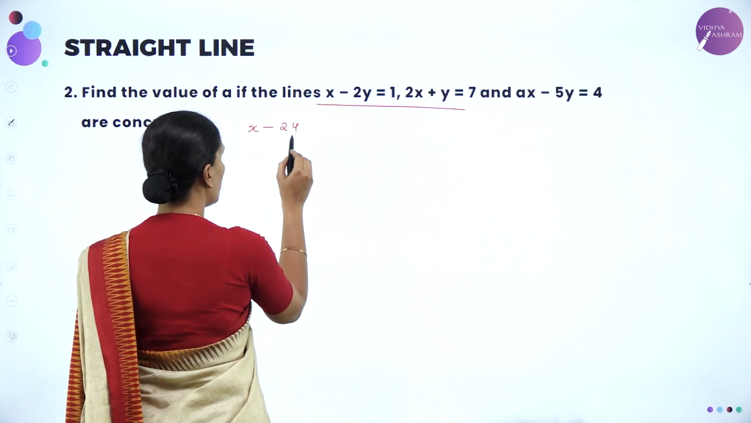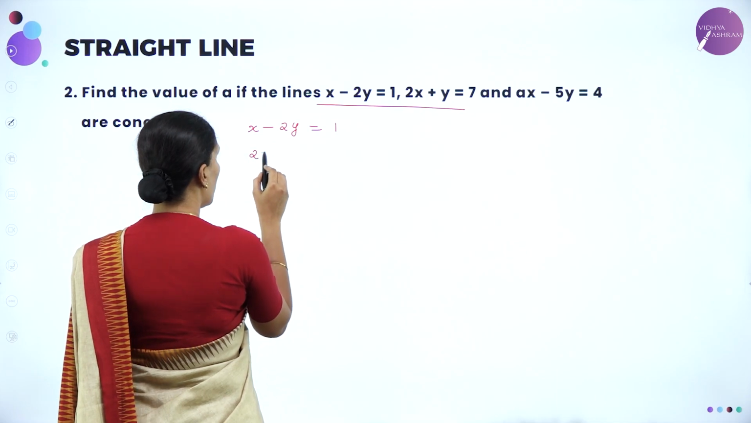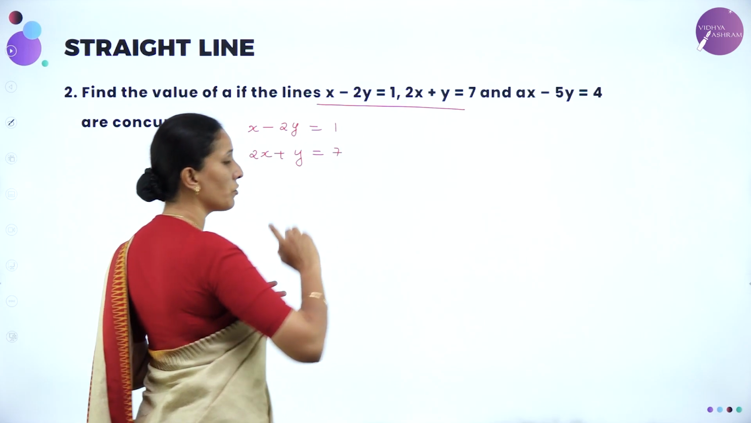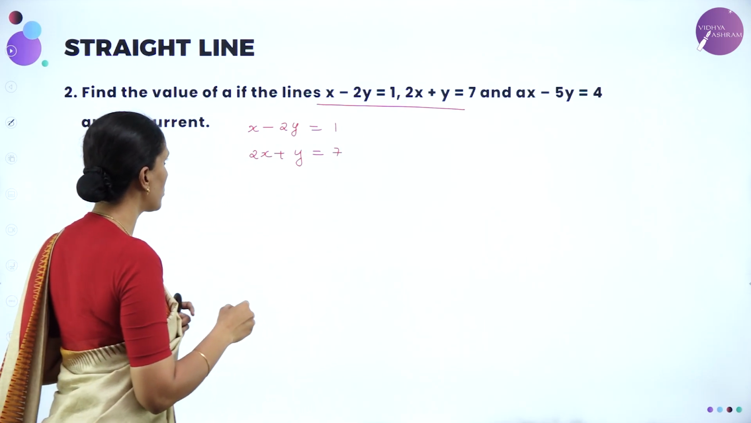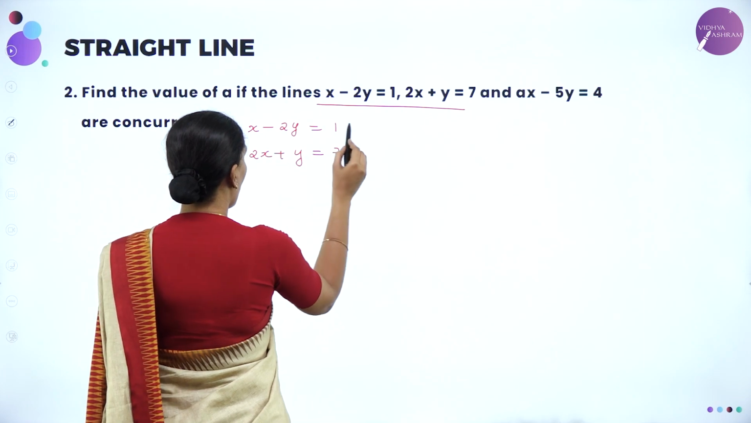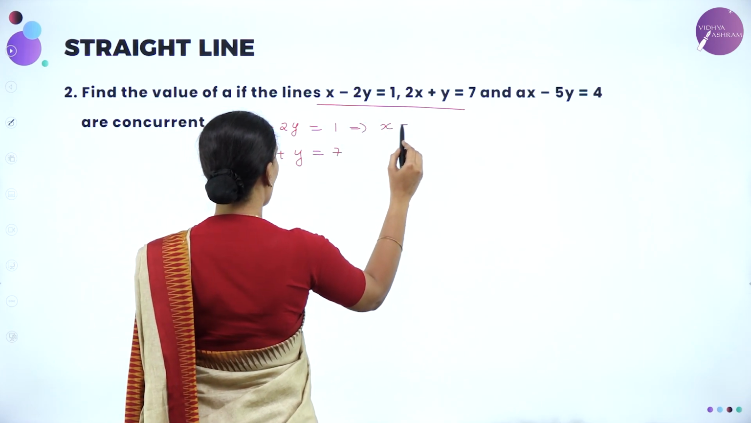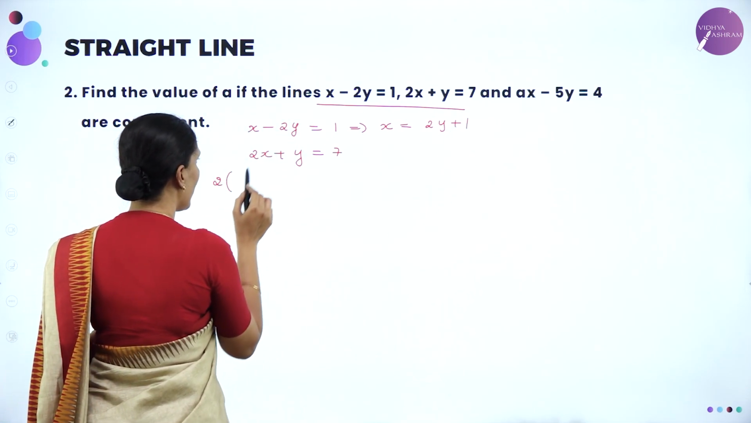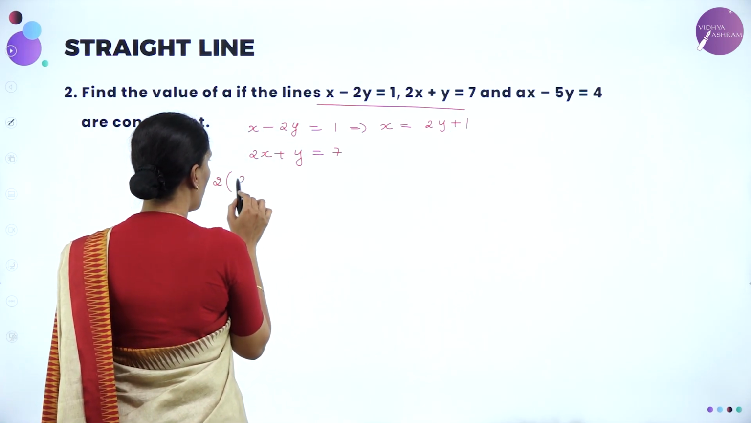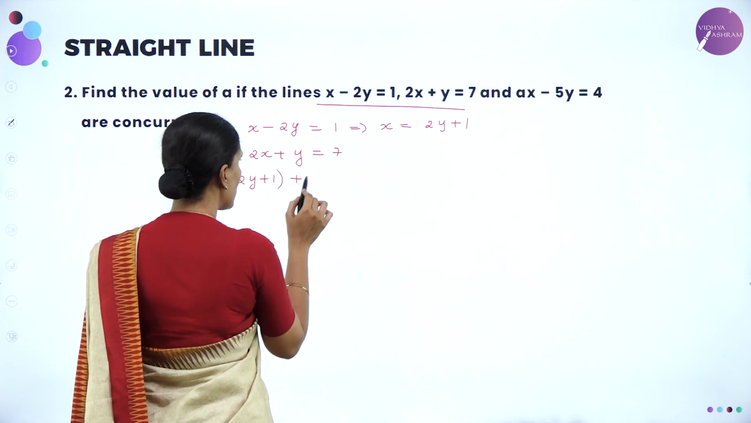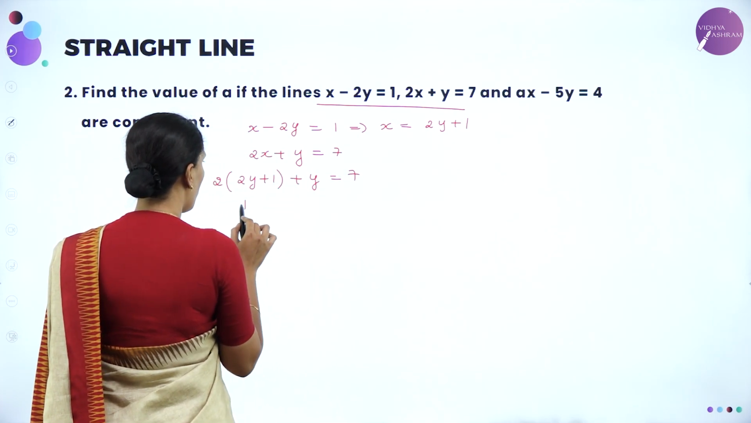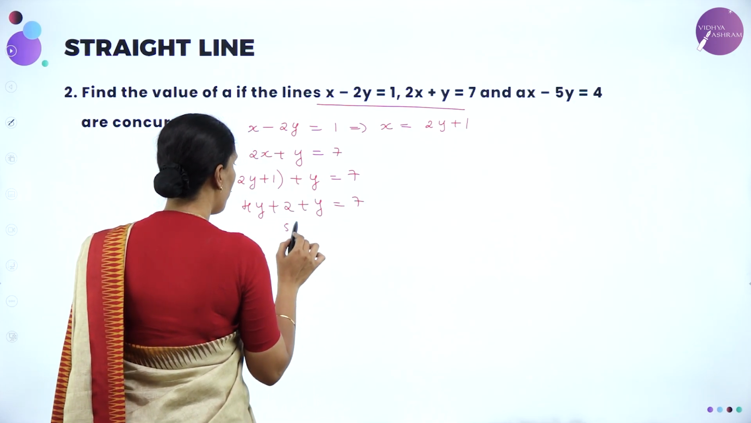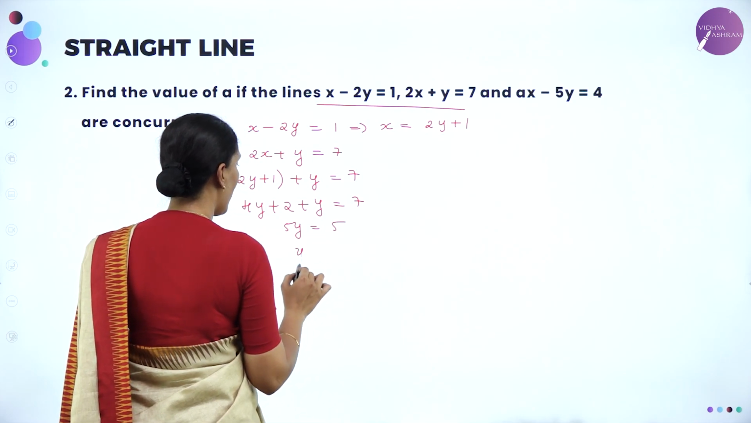x minus 2y is equal to 1, 2x plus y equals 7. So we can also use the substitution method to solve this equation. Here we can write this as x is equal to 2y plus 1. Substituting in the place of x in 2x plus y, we get 2(2y plus 1) plus y is equal to 7. So 4y plus 2 plus y is equal to 7, 5y is equal to 5, y is equal to 1.